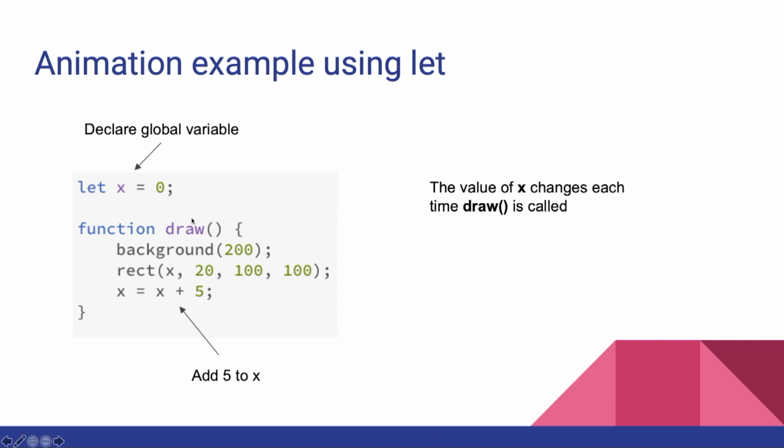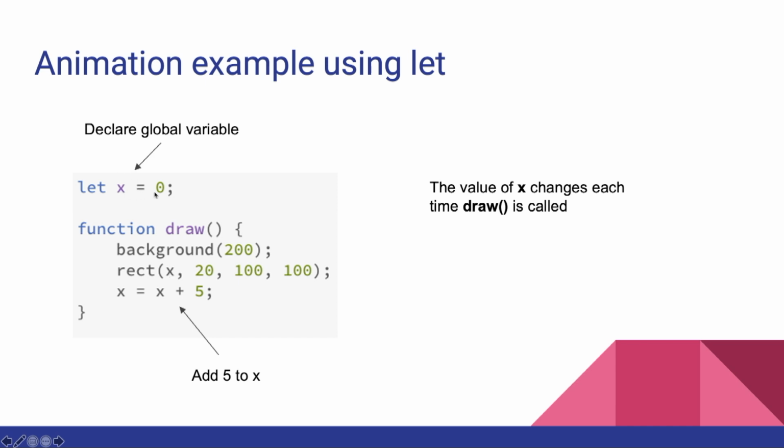Okay, here's an example of a very simple thing. It's a rectangle that's going to move from left to right. So we declare a global variable for the x, and that's going to happen just once when the program starts. And then function draw, of course, gets called 60 times a second. So it's going to draw a background, and then it's going to draw a rectangle, but the x value is not fixed anymore. It's actually this global variable.